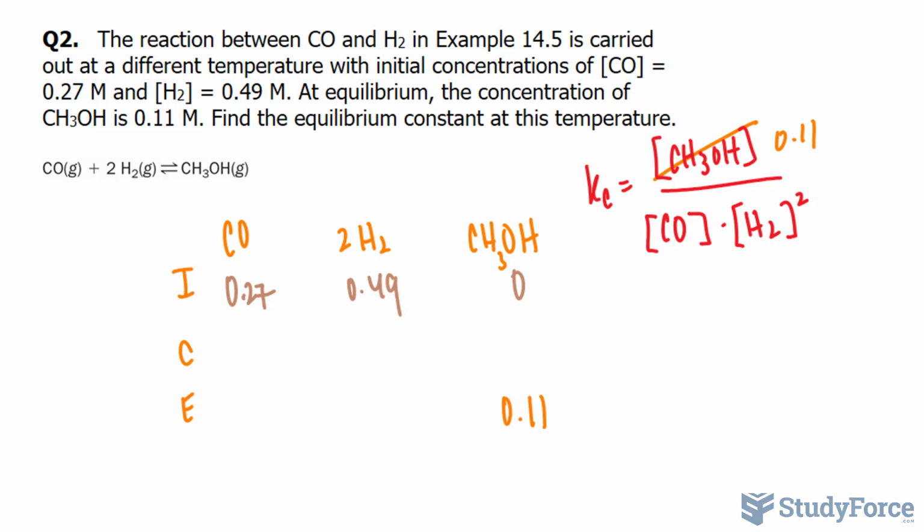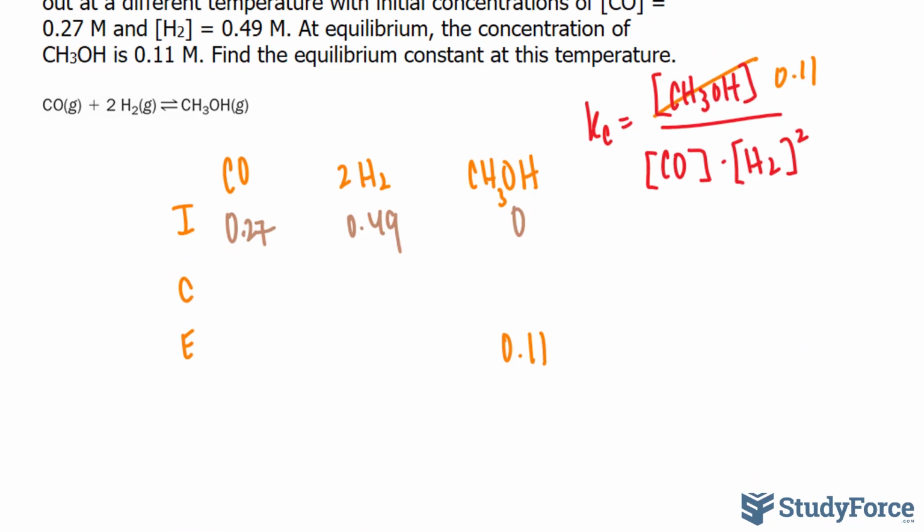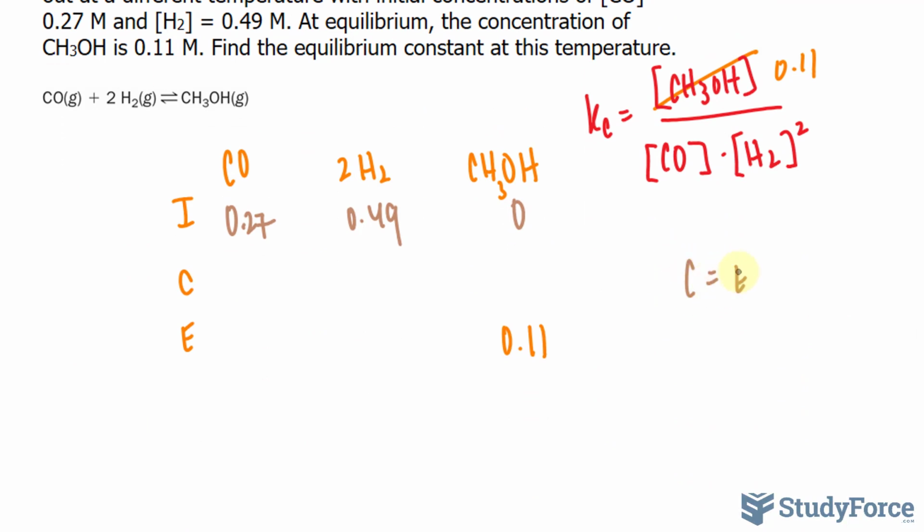So using the formula which was derived in the previous example, where C is equal to E minus I, I can go ahead and find out what C is by replacing E with 0.11 and I with 0. This gives us a change in concentration of 0.11. The reason why we need this is because we can compare this number to the ratios of the number of moles of these molecules found in the reactants.